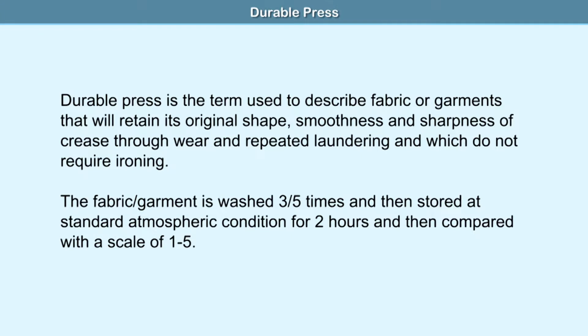Durable press is the term used to describe fabric or garments that will retain its original shape, smoothness, and sharpness of crease through wear and repeated laundering, and which do not require ironing. The fabric or garment is washed 3 to 5 times and then stored at standard atmospheric condition for 2 hours and then compared with a scale of 1 to 5.